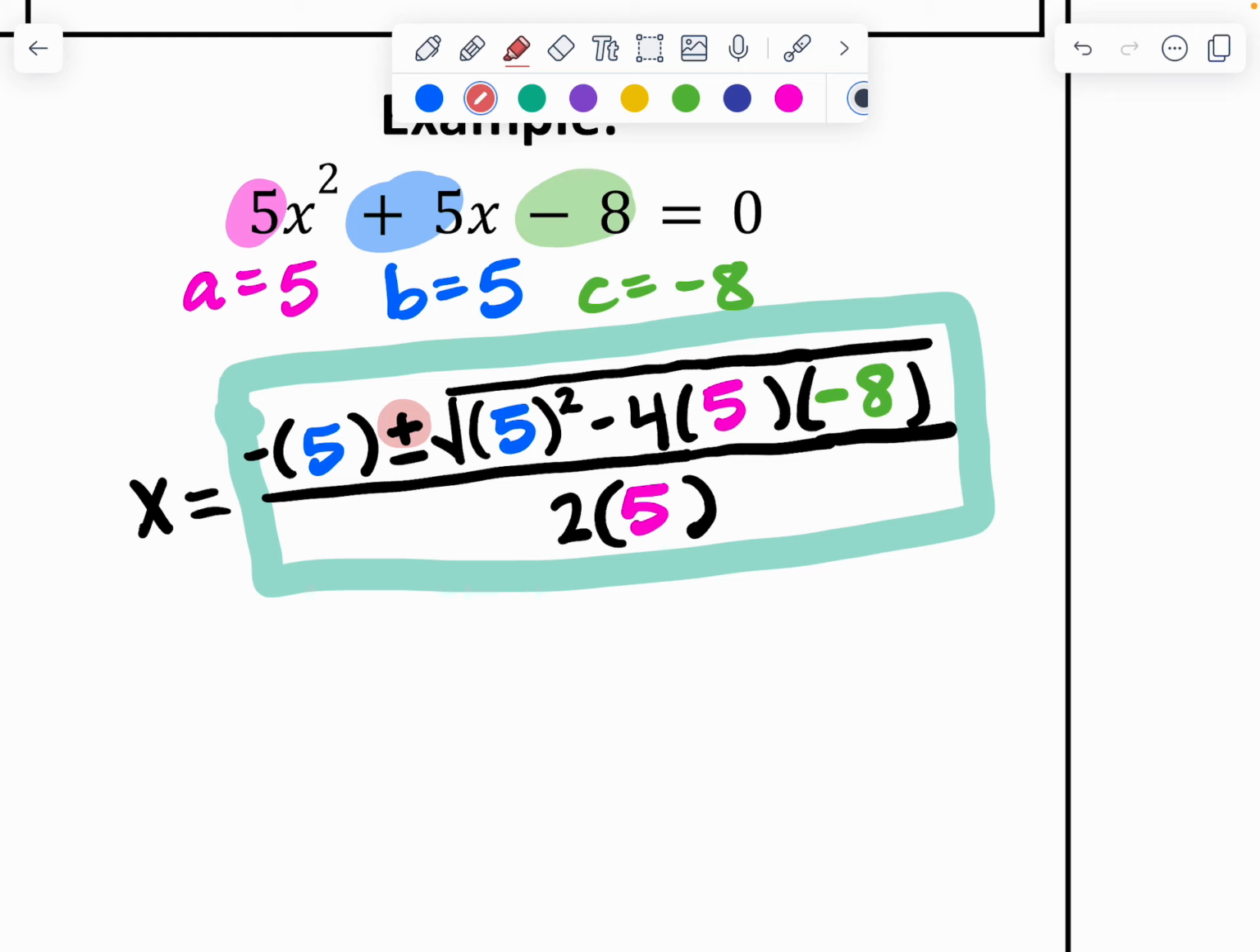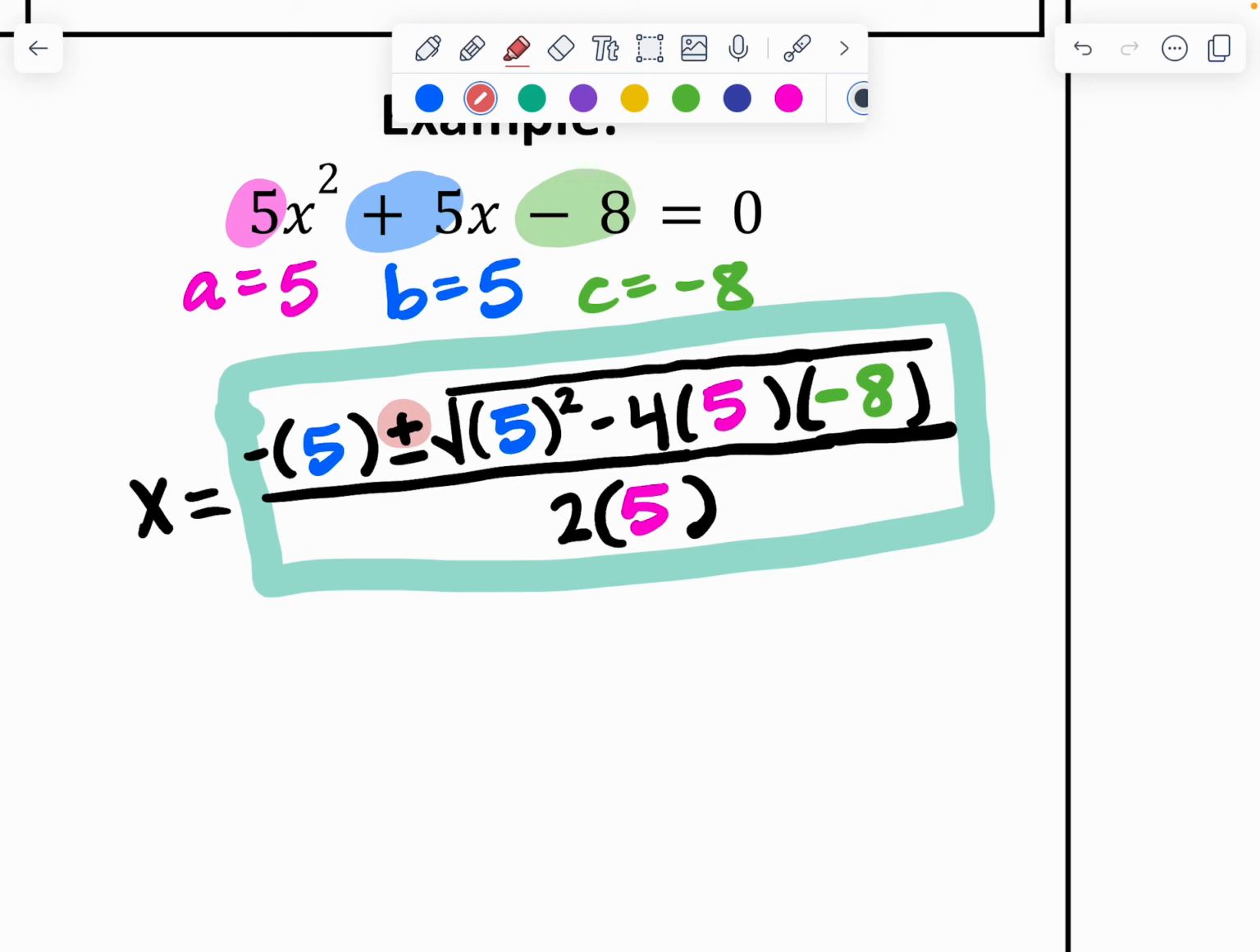If you're using the TI-30s that we have in the classroom, you can press the fraction button. It says N over D. So set that up as a fraction, and you're going to start with negative parentheses 5 parentheses plus the square root. So remember, to get the square root symbol, you have to hit the green second button and the x squared button, and that'll bring up the square root symbol.